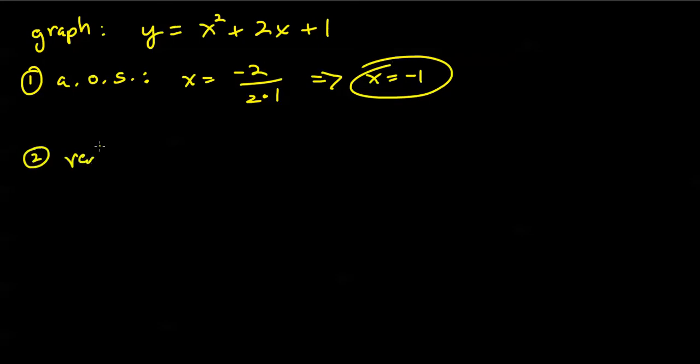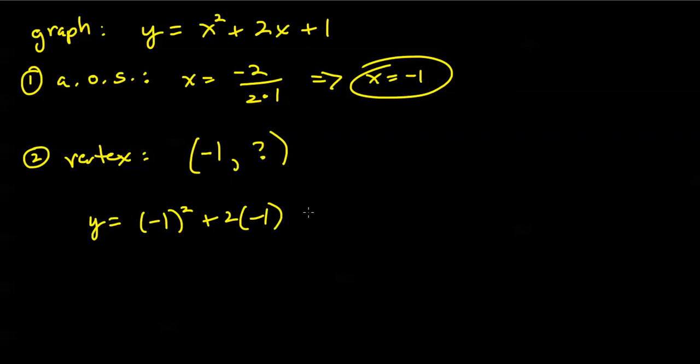Step 2. What's my vertex? Well, the vertex is on the axis of symmetry. So the vertex must have an x-coordinate of minus 1. So if I plug in minus 1 to the original parabolic equation, I should be able to find the coordinates of the vertex. Right? So y equals minus 1 squared plus 2 times minus 1 plus 1. Well, minus 1 squared is 1. 1 plus minus 2 is negative 1, and negative 1 plus 1 is 0. Alright, so my vertex then is the point minus 1 comma 0.